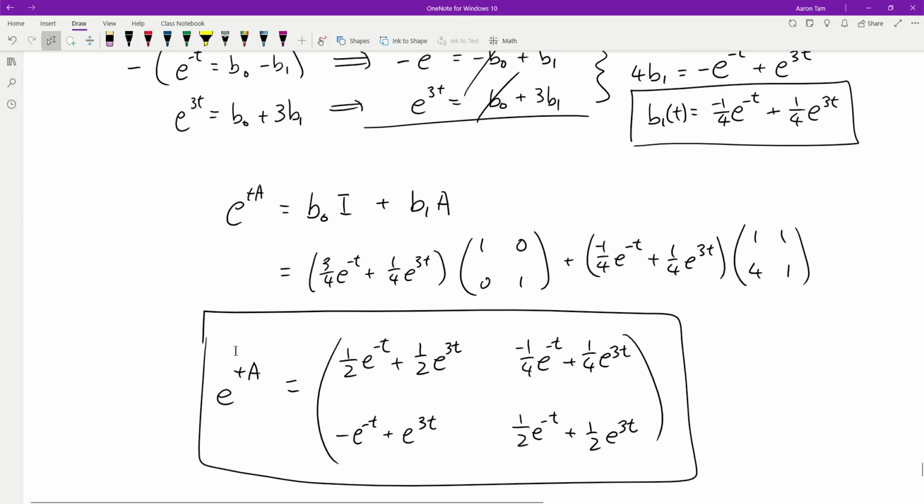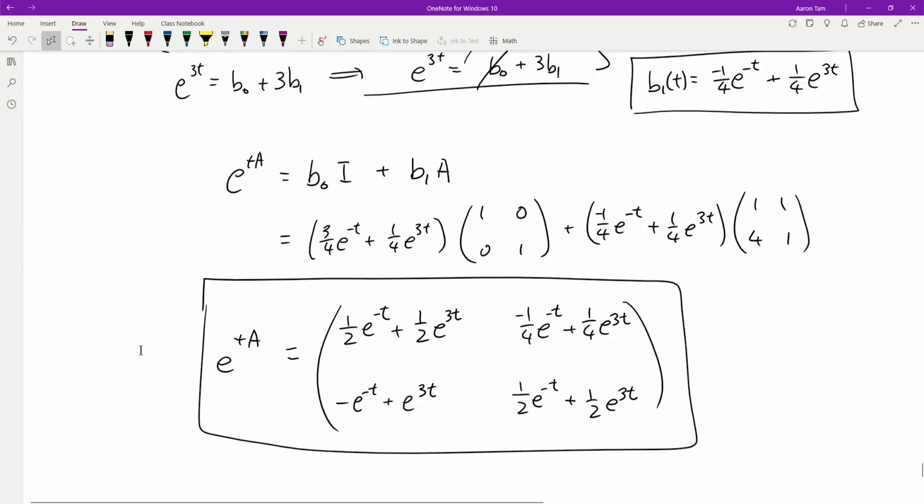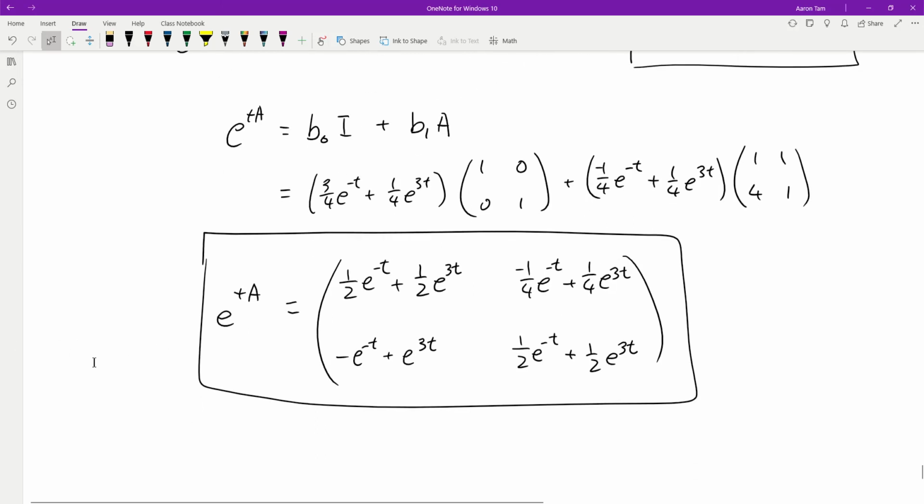Alright, unfortunately it's about 29 minutes already, so I'm going to have to stop here for today. We're going to continue our example on what happens if we have a repeated eigenvalue, or if we have a complex eigenvalue. How does this formula work out? It would work out exactly the same way.